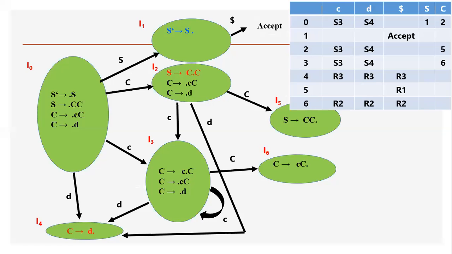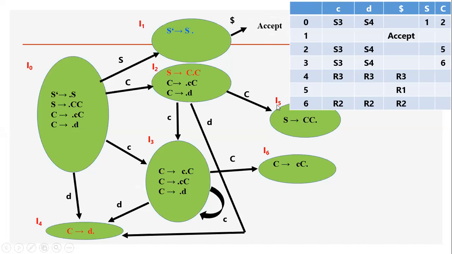Now, if you observe, from the I0 state on S, it will move to I1. As S is a non-terminal, we just write the number. On S, it is 1. On C, it is I2, so we just write 2. On small c, it moves to the I3 state. Small c is a terminal, is it not? So I3 indicates S3. It is S3 on c. On d, it is S4, as d is also a terminal. As a special case, from the I1 state, on dollar, it is accepted. We are not having any other outgoings from I1.